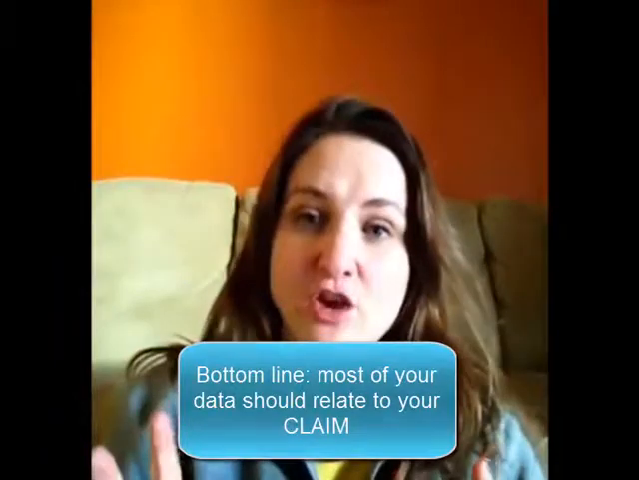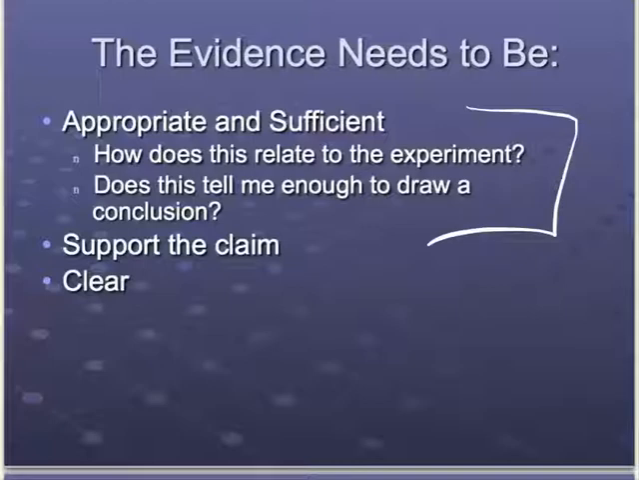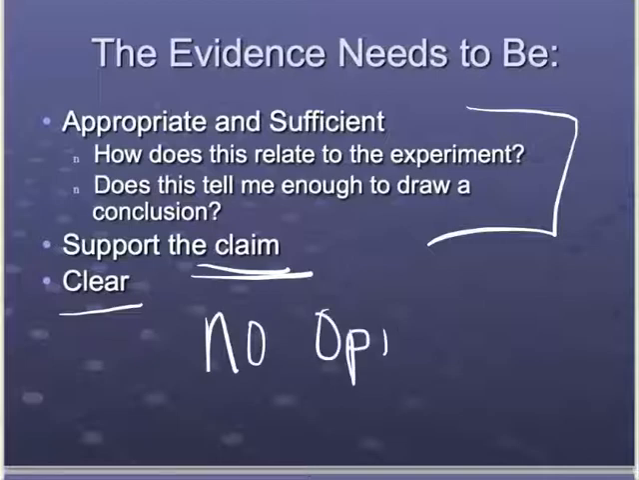Let's take a look together at an example of how we can build our evidence section: what looks like too much data, just the right amount of data, and the most important thing to remember when you are putting in your evidence section. So let's take a look at the example. When we are thinking about our evidence section, we want to consider those things that were addressed in the video. We want to make sure that it supports the claim, that it's clear, and again, that it is a no opinion zone.